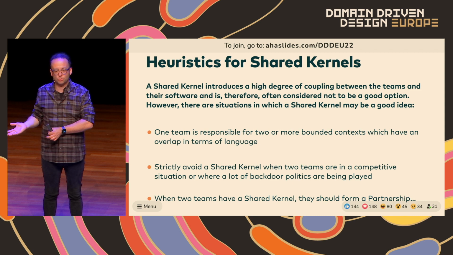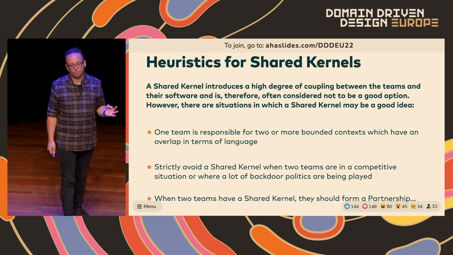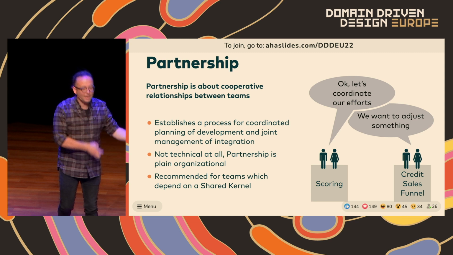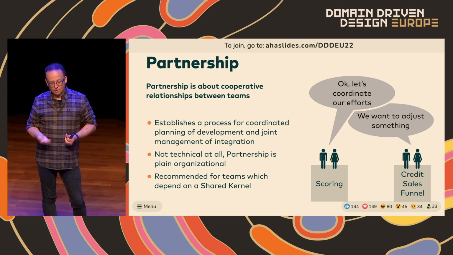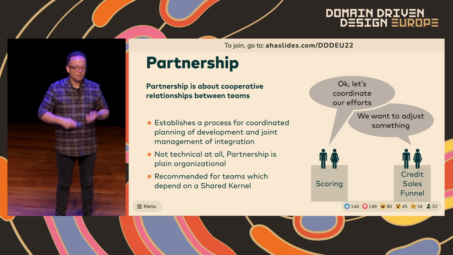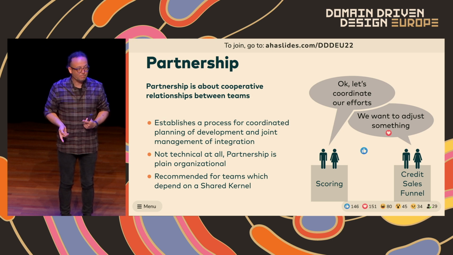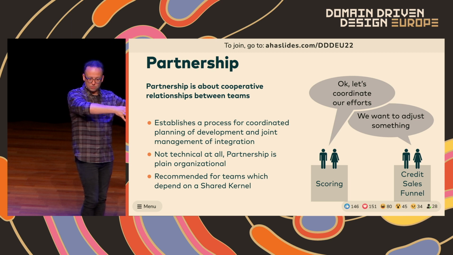One thing: when two teams have a shared kernel, they have to form a partnership. That's another context map pattern, actually. With a partnership, you don't want those teams to be in an enemyship. You want them to have a partnership, so that they coordinate their planning, their development. They need a joint management for integration, testing, rolling things out. Highly dependent, highly recommended for teams that have a shared kernel. Is that a team dependency that I want to have when I want to move towards autonomous teams or highly autonomous teams?